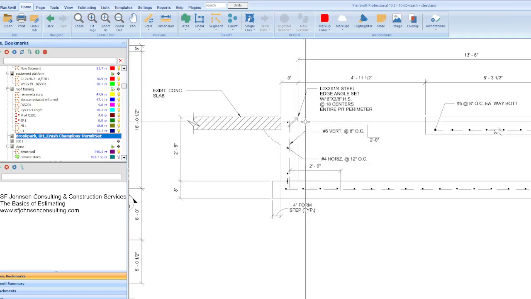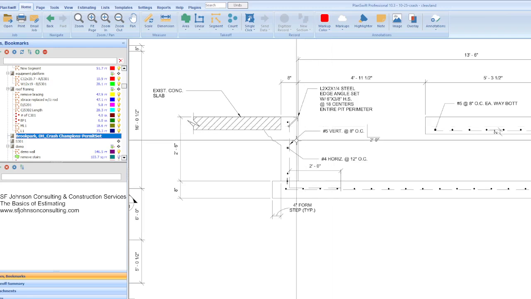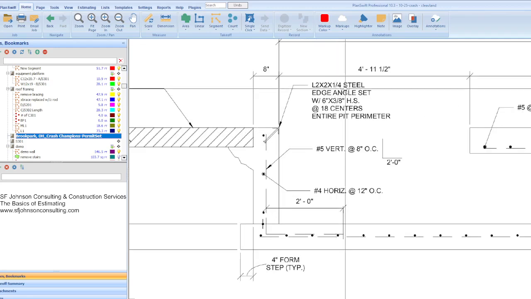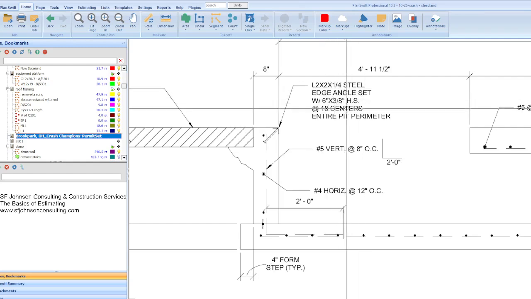Okay, so structural is very detail oriented, and you really have to just take your time and probably make a few mistakes before you get it all right. But the main thing is, if you want to really do accurate rebar totals, just take it one piece by one piece.